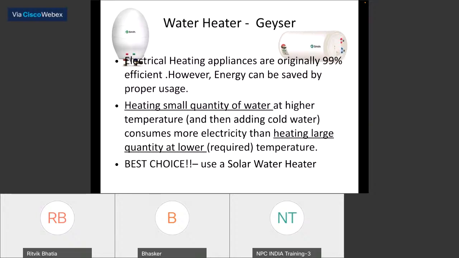That will give you a lot of saving, and the best choice is the use of a solar water heater. I can give you my own experience: I have a 12-year-old solar water heater. It gives me trouble only in the winter season, because I do not get the temperature I want. Otherwise, the solar water heater is the cheapest water heater available in this world.